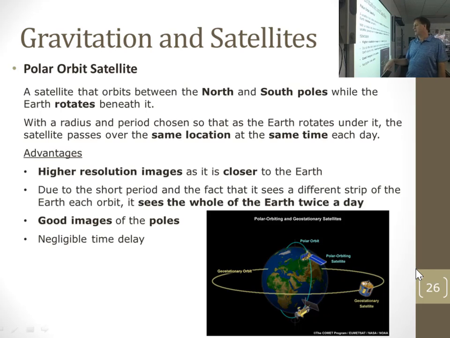So don't forget, as it's going through there, it's going to give you a different strip of the Earth. The advantages there would be high resolution because it's closer to the Earth, and because of the shorter period and the fact that it sees a different strip at each rotation, you're going to see all of the Earth every day, twice a day. Okay. You also get good images of the poles and a negligible time delay here because it's closer. So other uses of that would be looking for weather and surveillance and stuff like that.